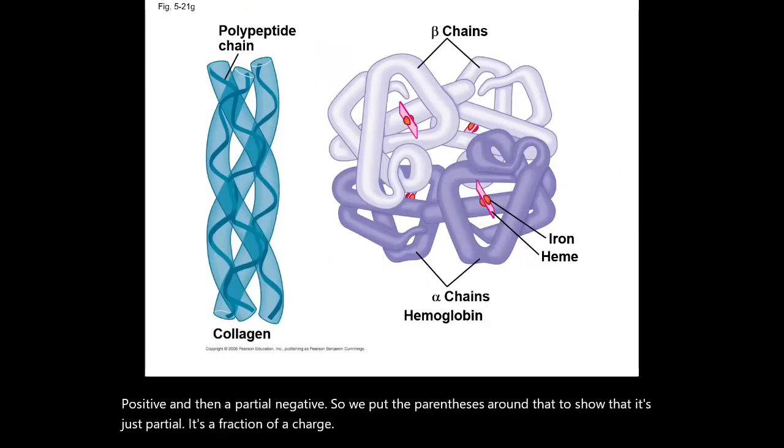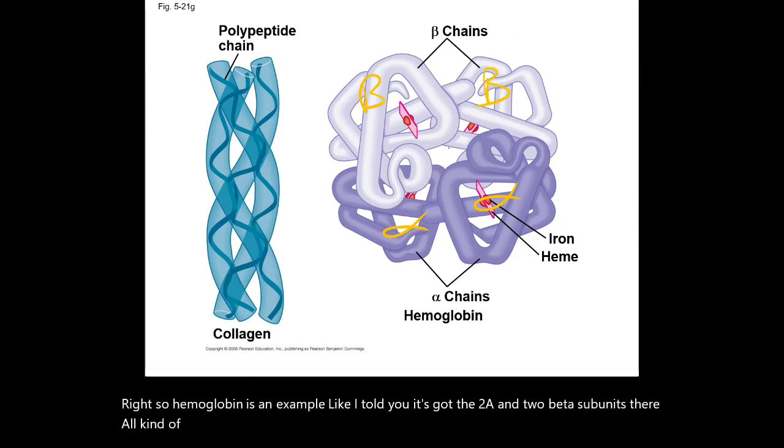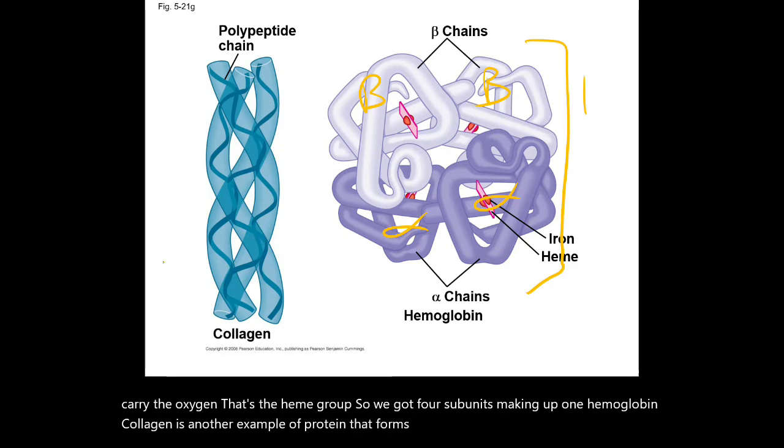All right, so hemoglobin is an example. Like I told you, it's got the 2 alpha and 2 beta subunits. They're all kind of similar, but they have some slight differences. There's iron in there too, which helps carry the oxygen. That's the heme group. So we got 4 subunits making up 1 hemoglobin. Collagen is another example of a protein that forms quaternary structure where there's multiple tertiaries linked together. That seems to have a lot of alpha helices.